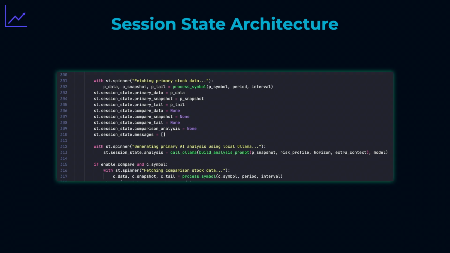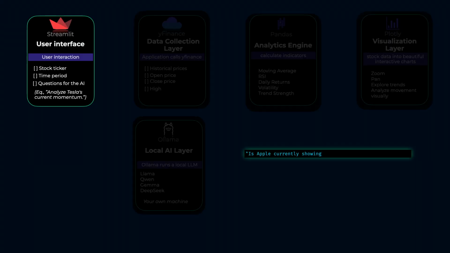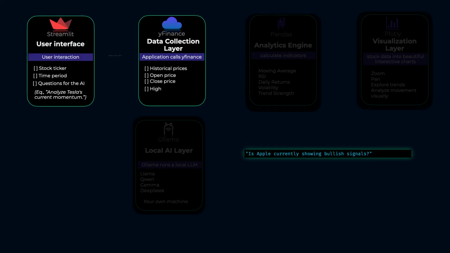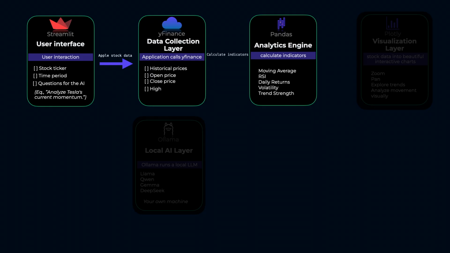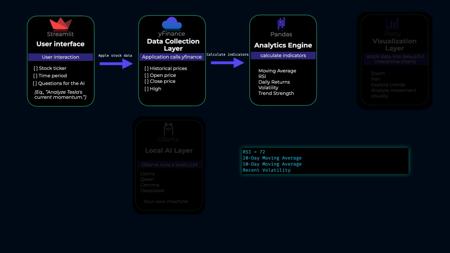So as we saw the demo and understood the code base, and how things are laid out in GitHub, now let's dig into the workflow, like how this interaction happens behind the scenes. Assume the user asks, is Apple currently showing bullish signals? Here is what happens. In step 1, the application fetches Apple stock data using yFinance. In step 2, Pandas calculates the indicators, for example, RSI is 72, the 20-day moving average is this, the 50-day moving average is that.